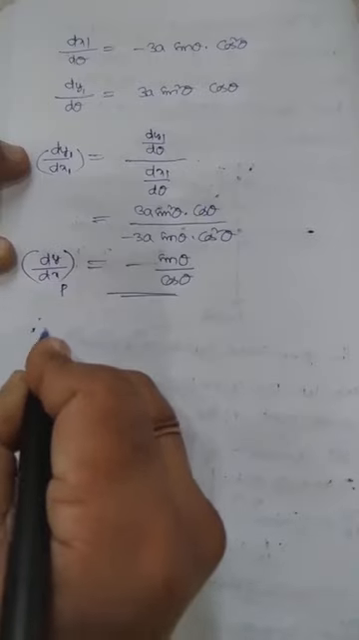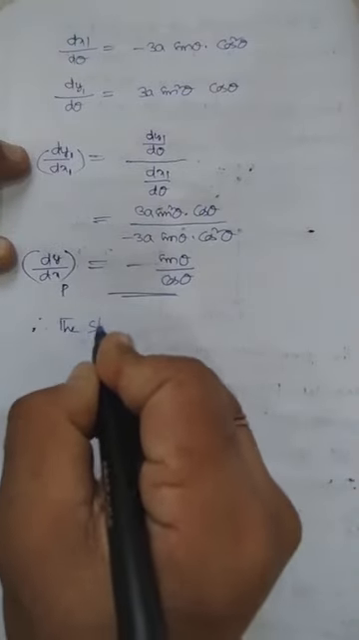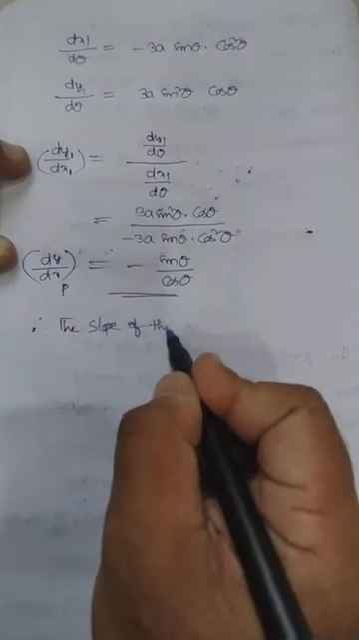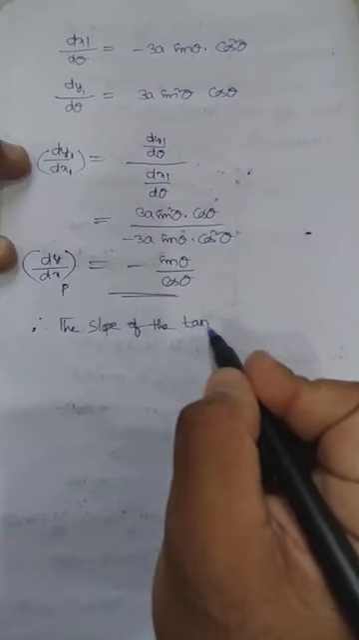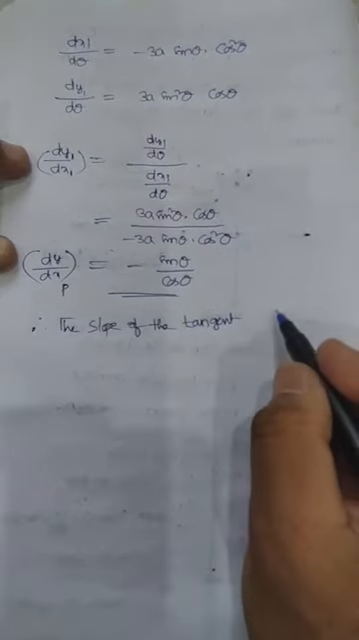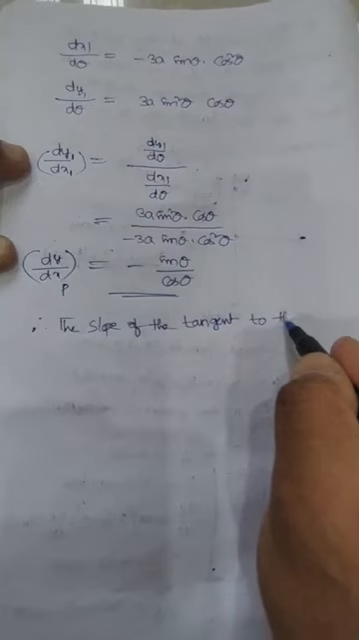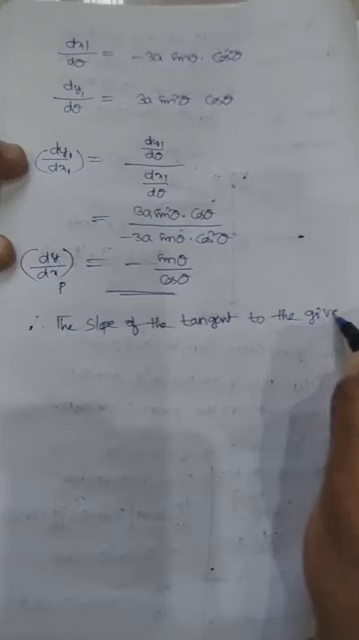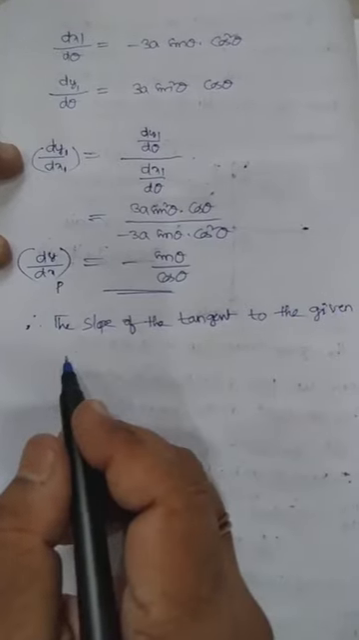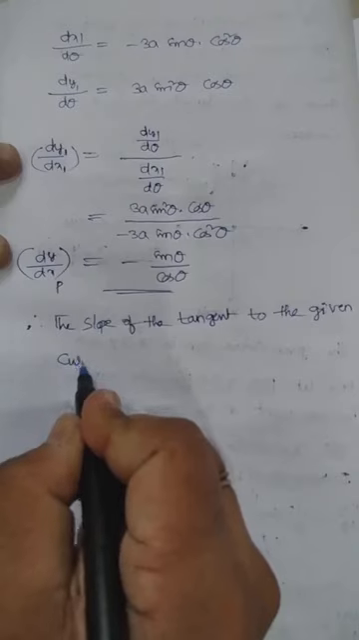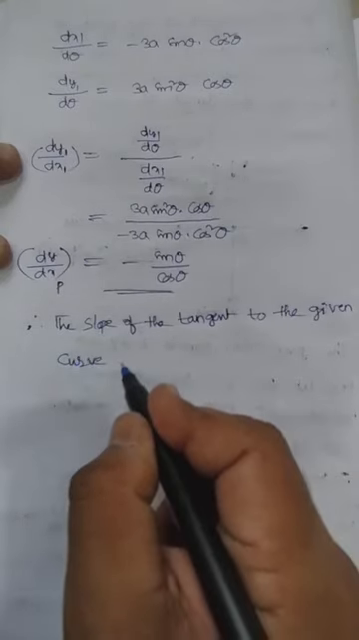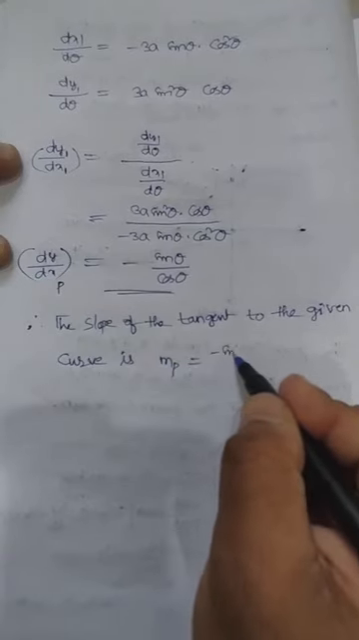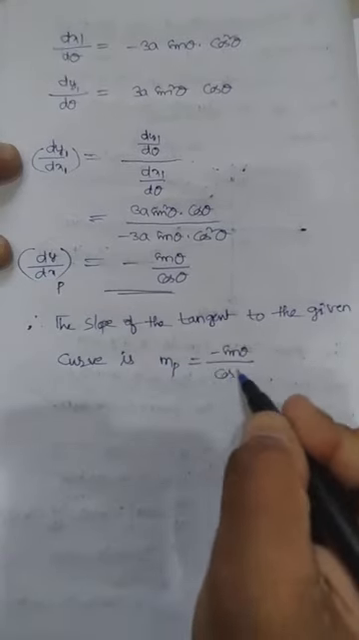Therefore the slope of the tangent to the given curve is m at P is equal to minus sin theta by cos theta.